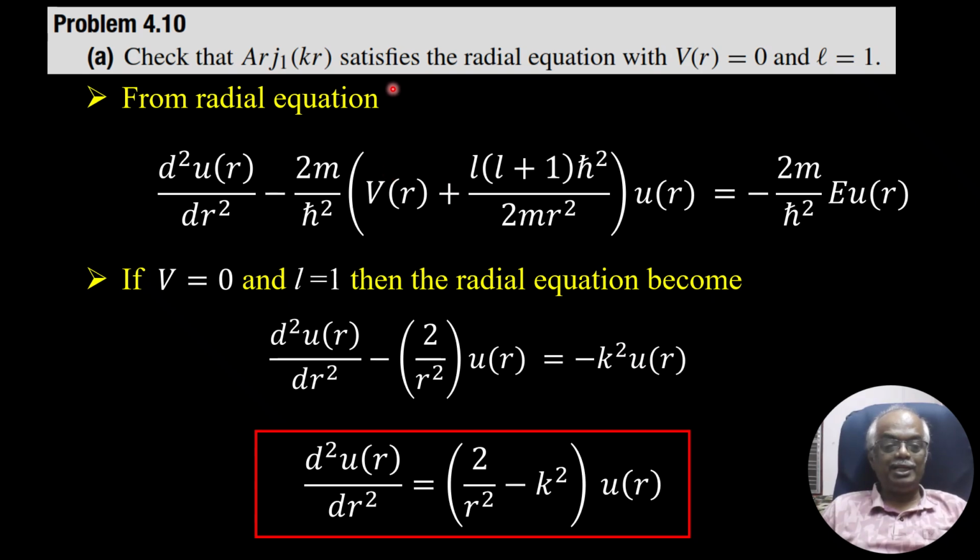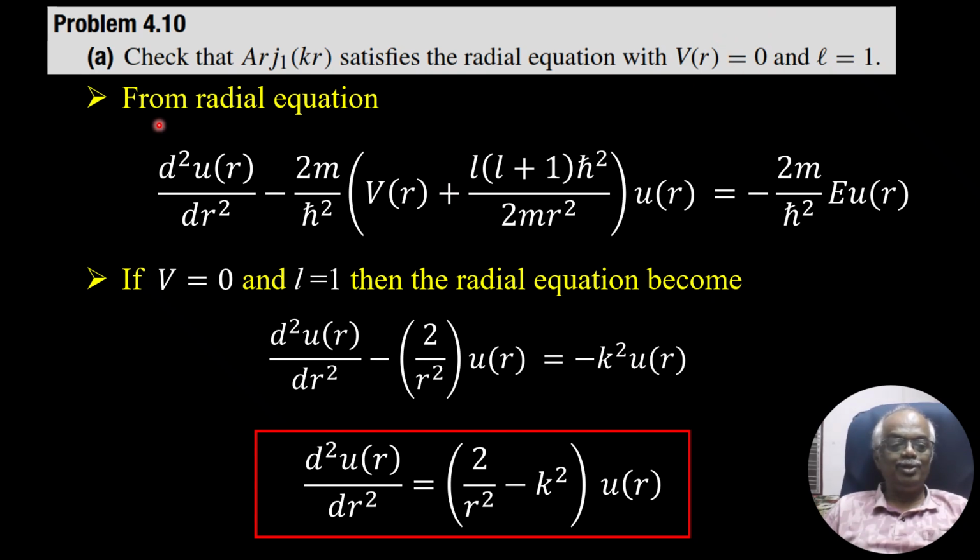So here that means we have to prove that the Bessel function satisfies the radial equation. So this is related to that type of problems. That is problem 4.10: check that A r j_1(kr) satisfies the radial equation with V(r) equal to 0 and l equal to 1. V(r) = 0 means it is a free particle.